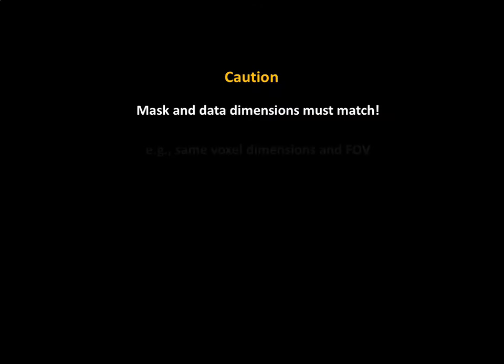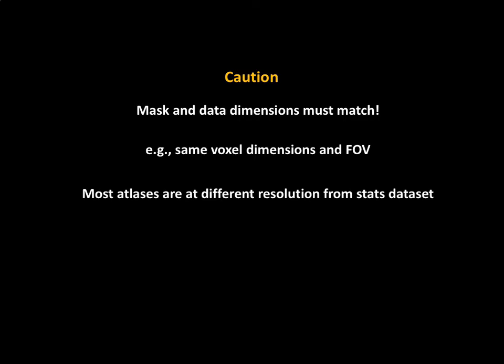Word of caution, this caused me a lot of pain when I was first doing this. The mask or ROI, I use mask and ROI interchangeably, and the data dimensions you're extracting from have to match exactly. They have to have the same voxel dimensions and the same field of view. Most atlases that you use, either in AFNI or from FSL or SPM, are usually at a different resolution from the stats data set. Not always, but you need to check, or else you're going to get an error.